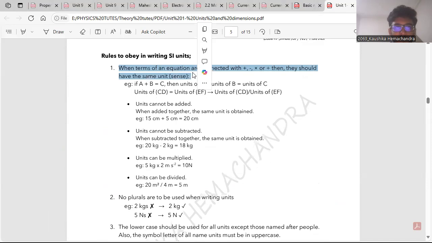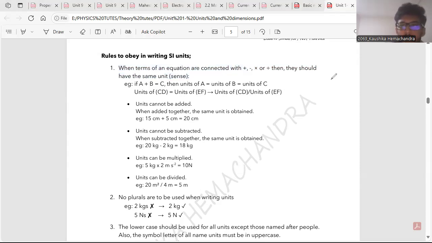So the first rule says, when the terms of an equation are connected with plus, minus, multiplication, or division, then they should have the same unit. Just saying it like that won't do, you need to understand it properly. Don't go memorizing all this, I won't ask you to memorize. Okay, just know how to write units. If we write the value A plus B is equal to C, the units of A should be equal to the units of B equal to units of C.